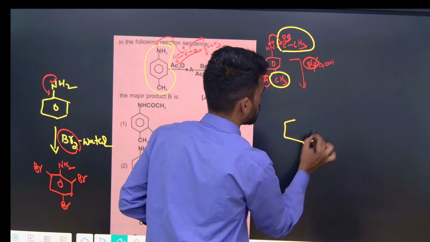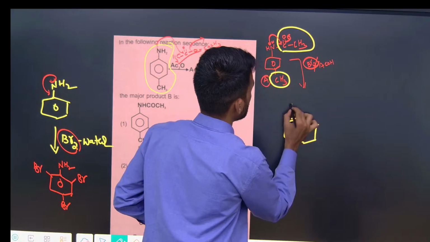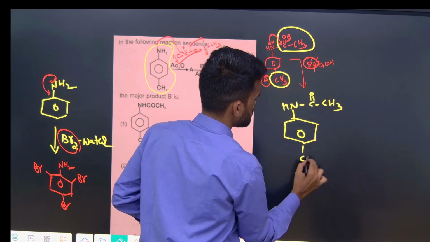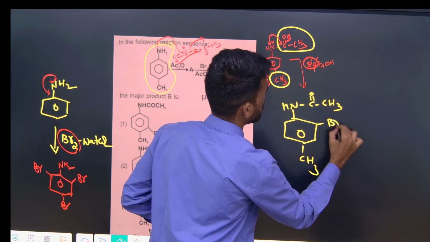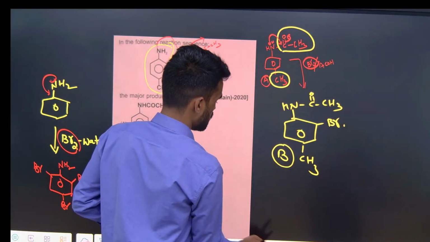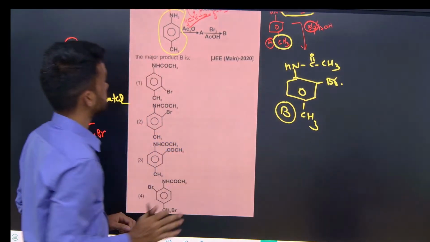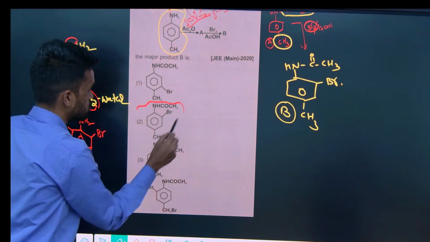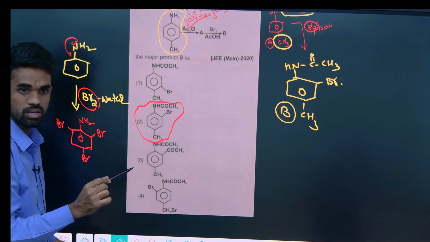Now tell me, what is the product formed? NH, C double bond O, CH3. This is CH3. So Br will be here. Like this it is forming. So this is our B. Do we have any answers like this? Check once. Yes, you have it as the second option. So do you get what steps we are following? Right, that's it.